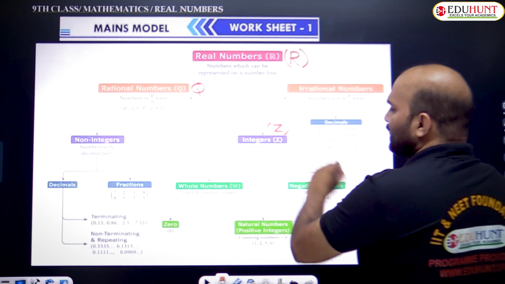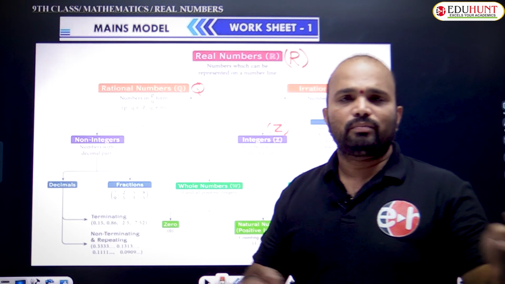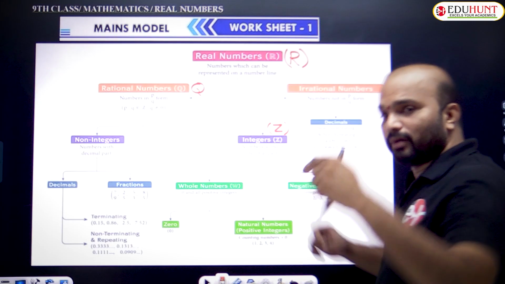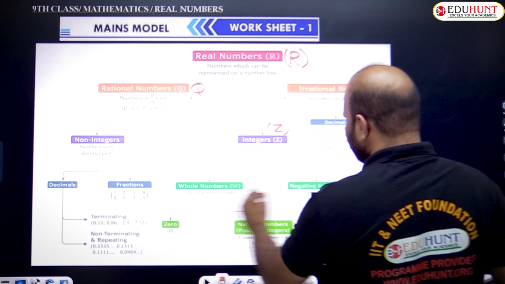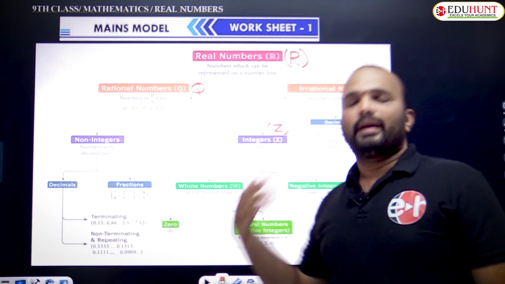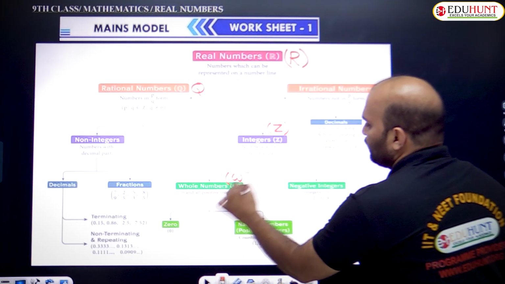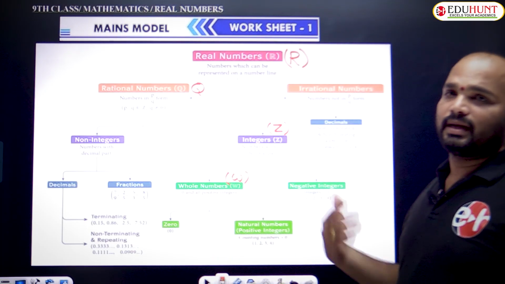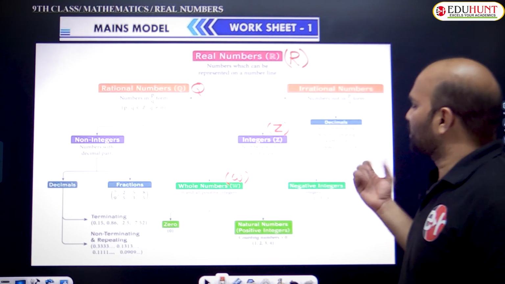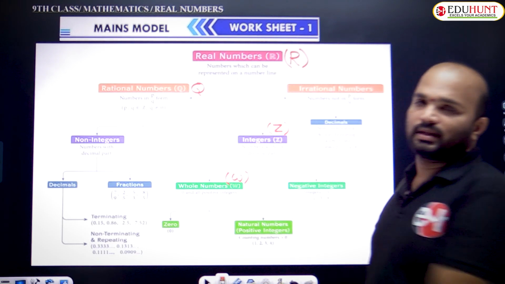First, integers. Integers means what? 0, 1, 2, 3 and so on, and again minus 1, minus 2, minus 3 and so on. So positives and negatives, including 0. It can be divided into two parts, whole numbers and negative integers. Whole numbers means 0 and all positive integers: 0, 1, 2, 3 and so on. That is called whole numbers, represented by capital W. Negative integers are less than 0: minus 1, minus 2, minus 3 and so on. This combination of whole numbers and negative integers is called integers, Z.